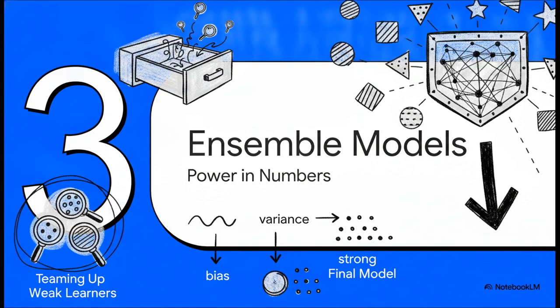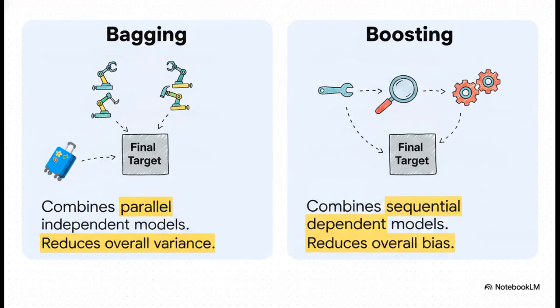Let's move on to Section 3, Ensemble Models: Power in Numbers. This is all about teaming up weak learners. When we want to combine multiple weaker models to make one strong one, we generally use two primary methods: bagging and boosting. Both of these start with a sampling technique called bootstrapping, where we create subsets of data with replacement. But how they use that data diverges wildly.